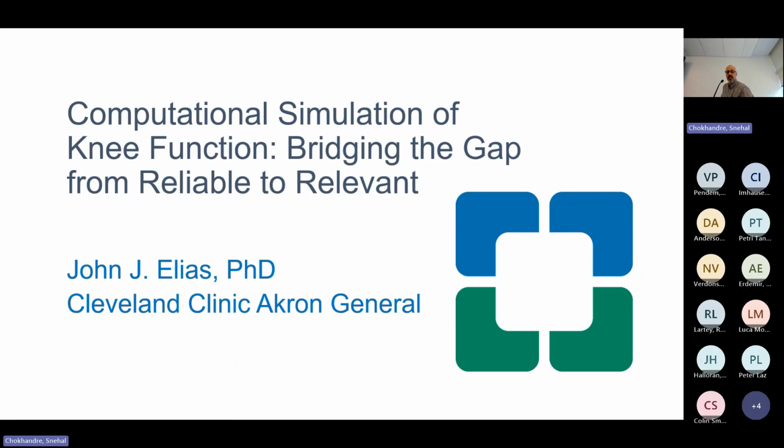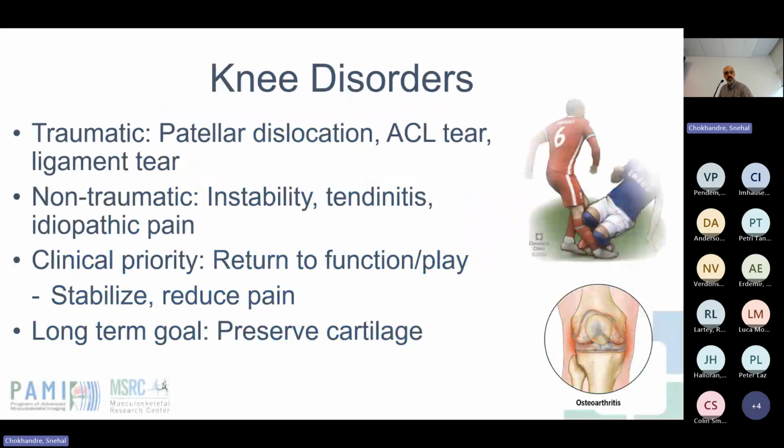So I am a modeler by trade, basically, and experience. I'm going to talk a little bit about bridging the gap for models from reliability to relevant. And this might seem like a little bit of a critique, but it's all from a family member coming from a place of love. I'm a believer in computational modeling, but I think there are things we need to do to make it more relevant to our clinical problems.